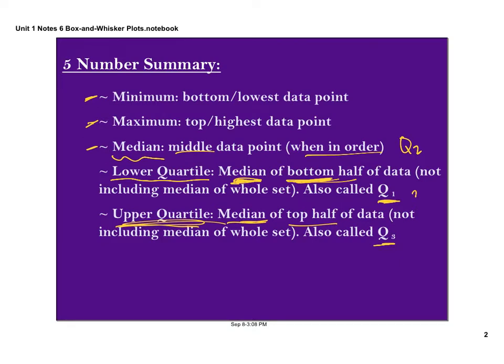So this is like your first 25%, this is your 50% marker, and this is your 75% marker, okay? The first 25% of the data is under the lower quartile, the first 50% of the data is under the median, the first 75% of the data is under the upper quartile, and then you really could call the maximum Q4 because 100% of the data is underneath the maximum, okay? So anyway, this is our 5-number summary: minimum, maximum, median, then lower quartile and upper quartile. And that's typically the order you'll find them in.